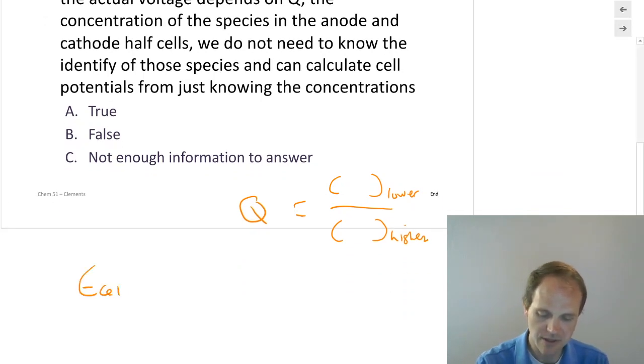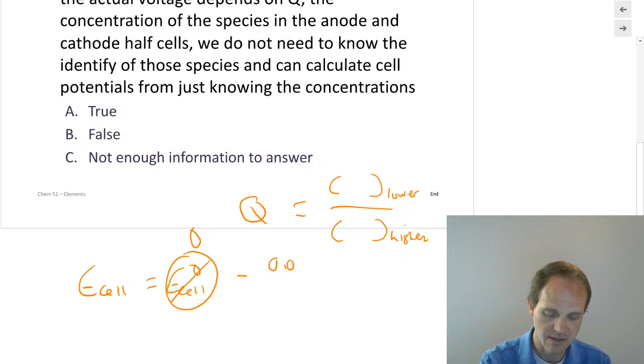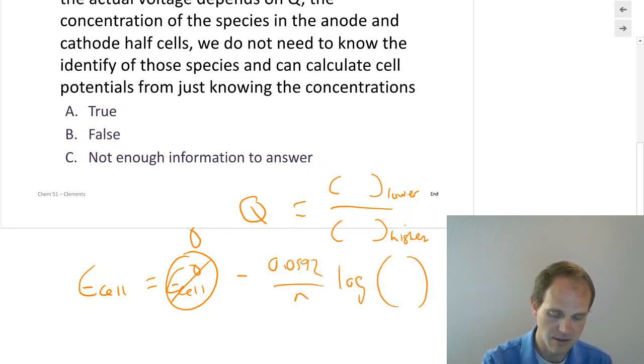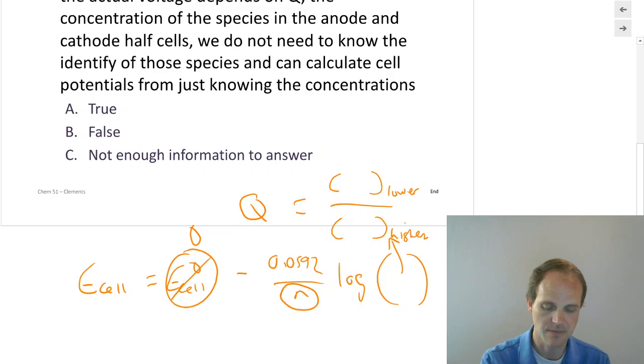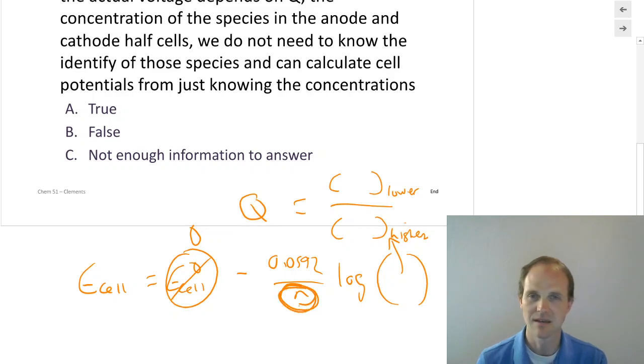And then we just plug it into the Nernst equation. We know E naught is 0, so we don't have to worry about that. And we have Q there. Great. But what's missing? n. We need to know the number of moles of electrons that have transferred. In our copper case, it was 2.